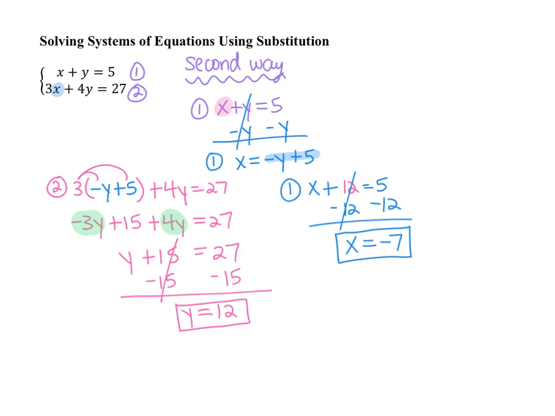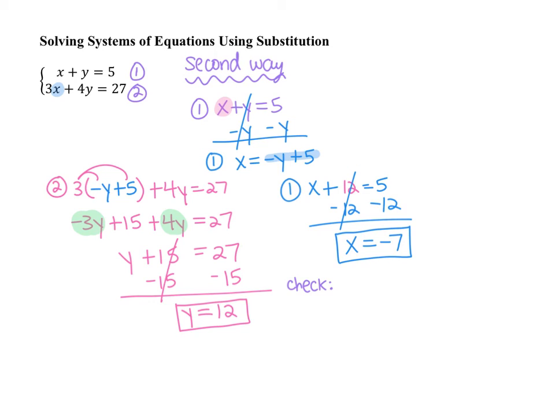Our final step, as always, is to check our answer. So, since we used equation 1 to solve for the second variable, we have to use the other equation, which is equation 2, to check our answer. Because we already know that negative 7 for x and 12 for y works in equation number 1. We need to show it works in equation number 2. And then that shows that it works for both.